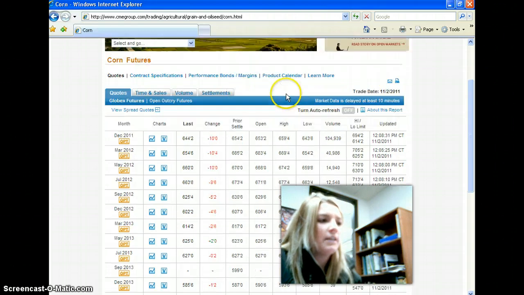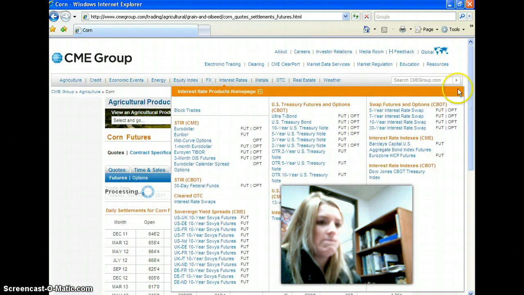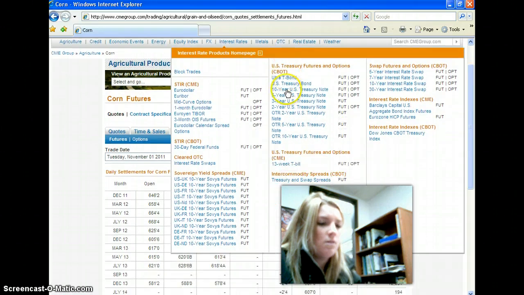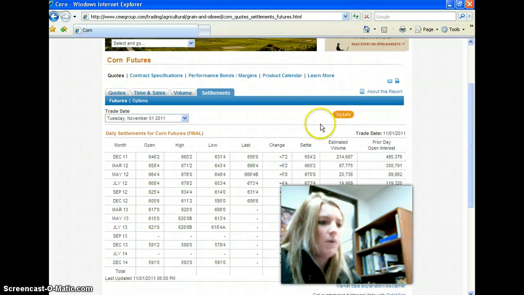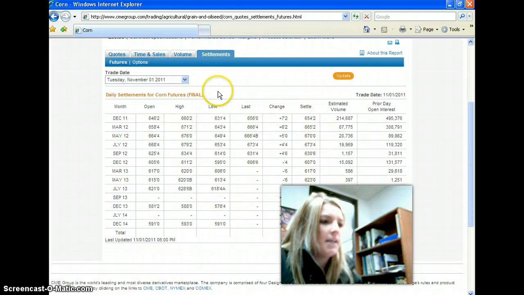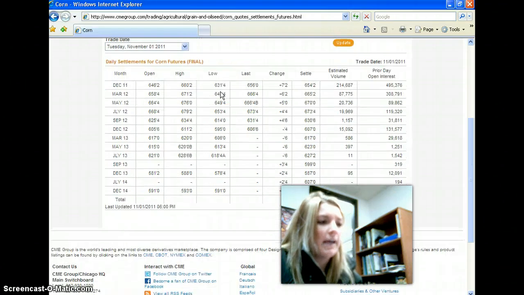I want you to click on settlements. Clicking on settlements. And again, it might take a little bit. Alright, here we go with our settlements. And you're going to see under settlements, it's a little bit easier to look at.